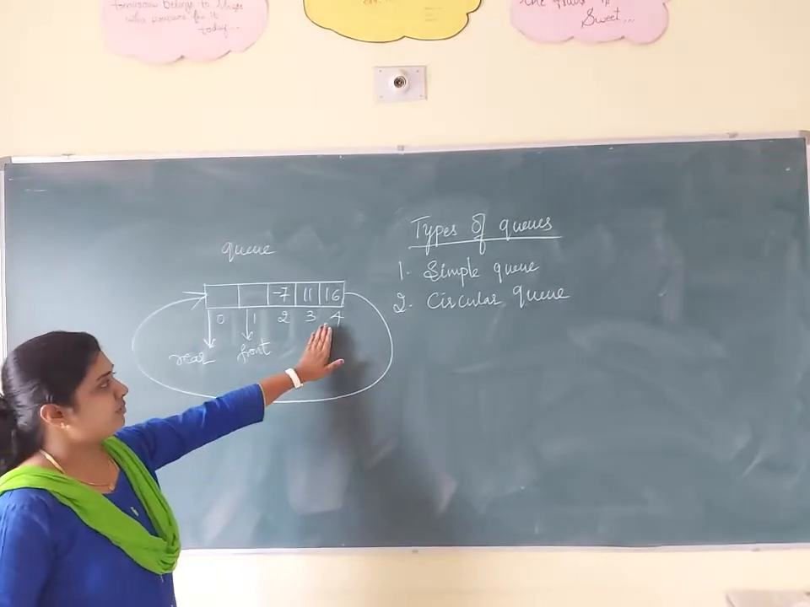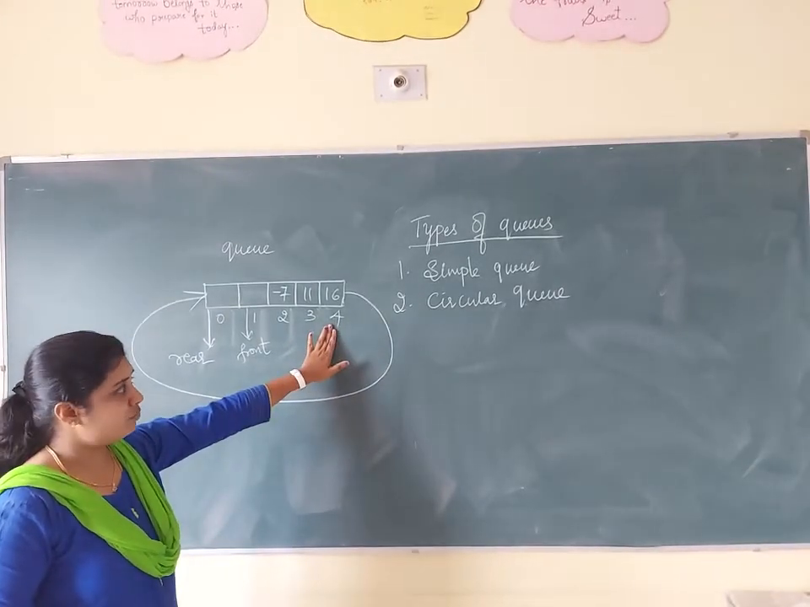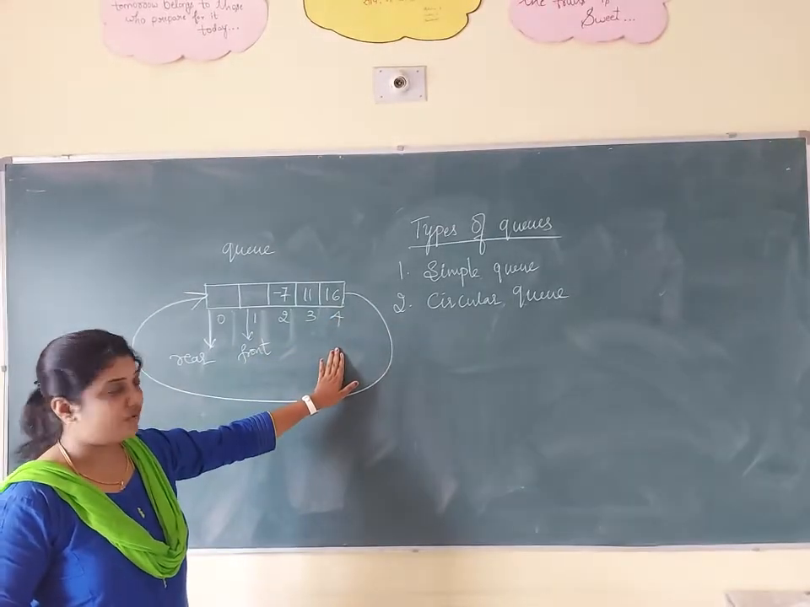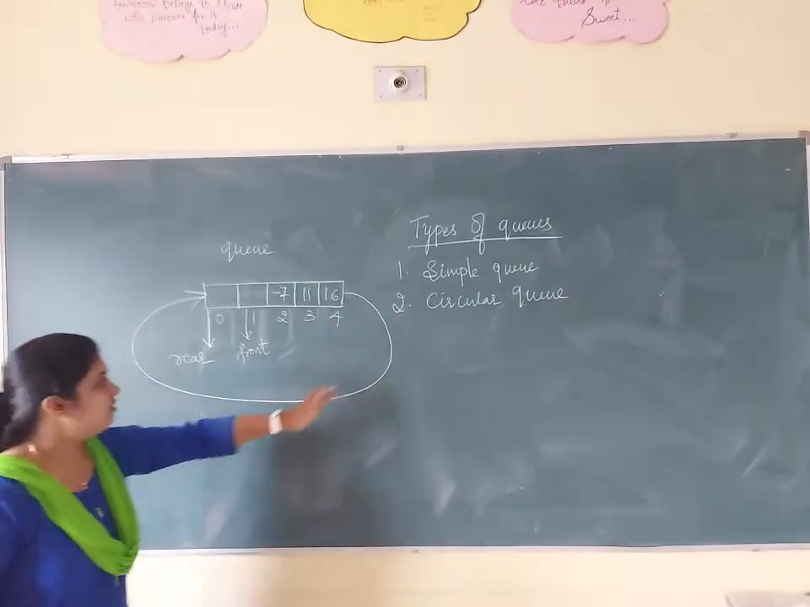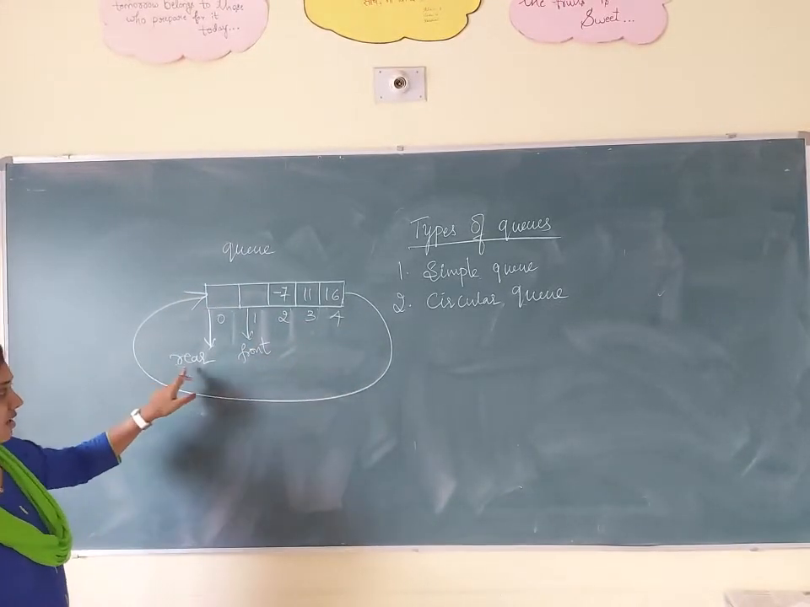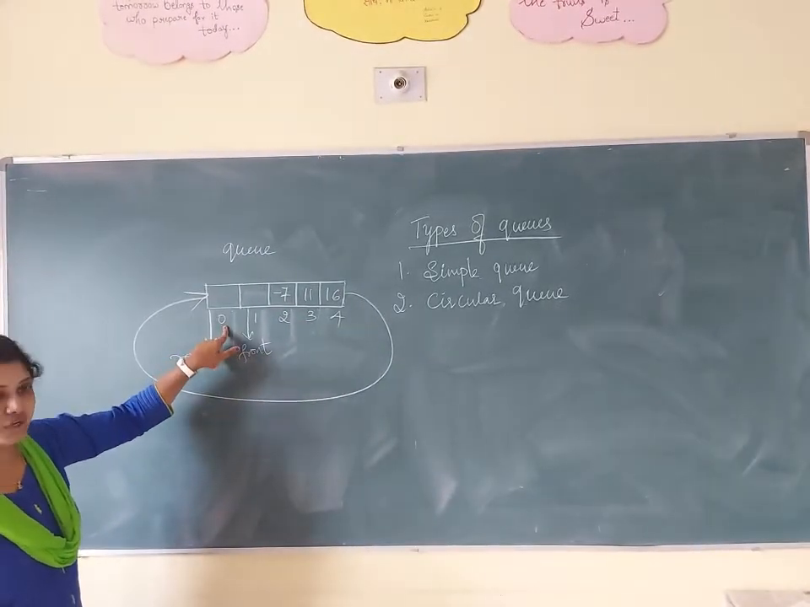Okay, if you increment rear, what will happen? From 4, we don't have any fifth position. Directly, the last node will follow the first node, so that your rear is pointing toward 0. Rear is pointing to 0.